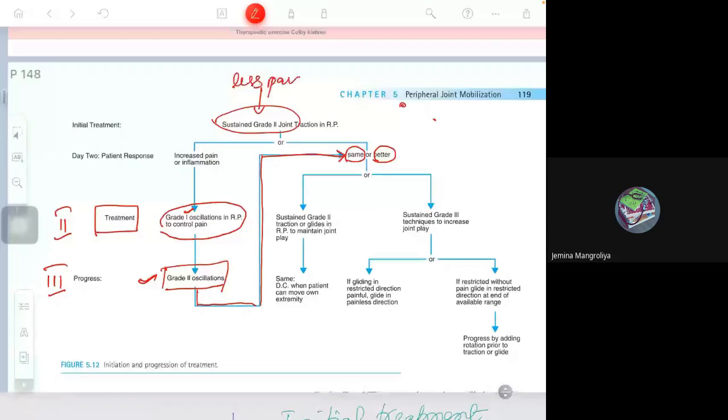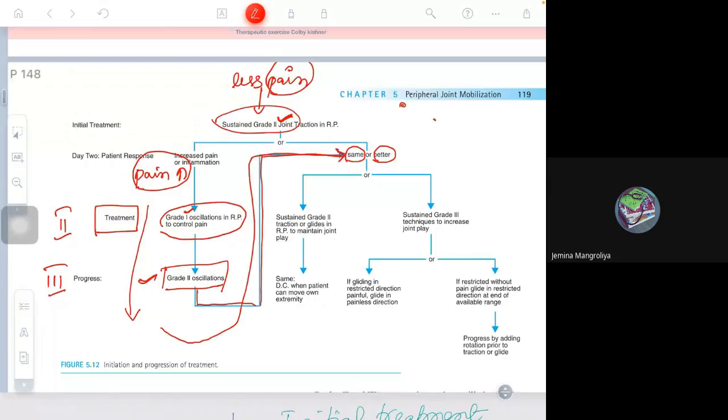But what have you done? You have given grade 2 traction, because his sensitivity is high. What happened? Pain is increased. He came with pain, but now pain is increased because the joint is sensitive. Clear? So now what have you done? You had given treatment and reduced the pain, and you had brought him to his original day 1 situation.